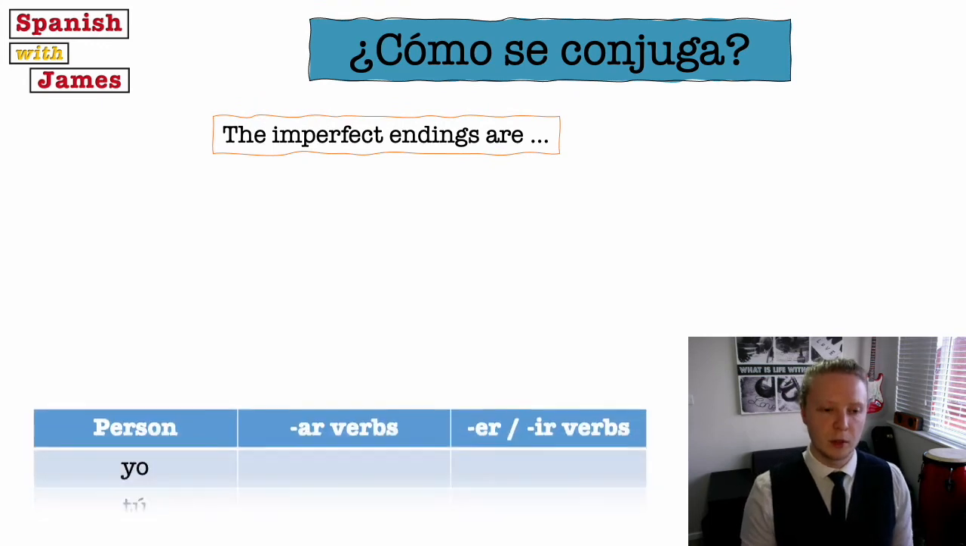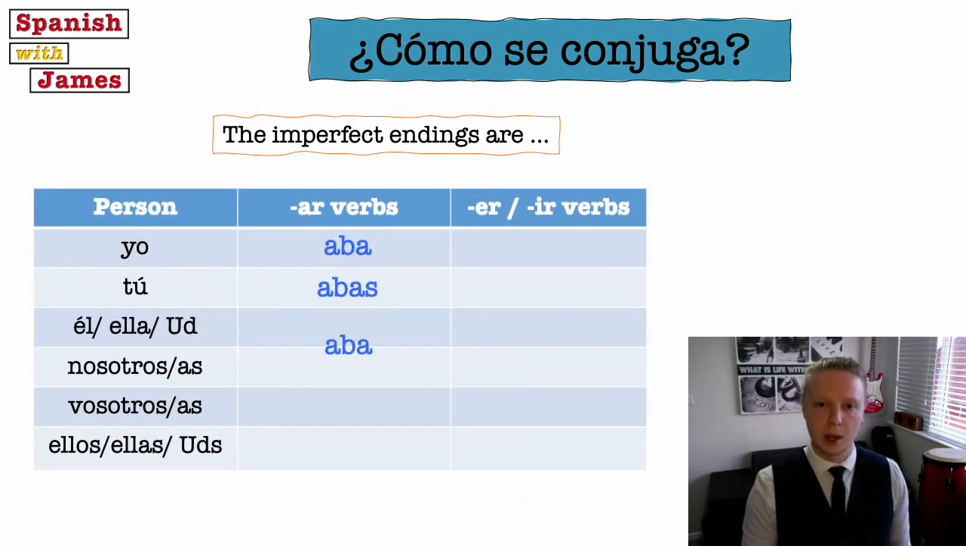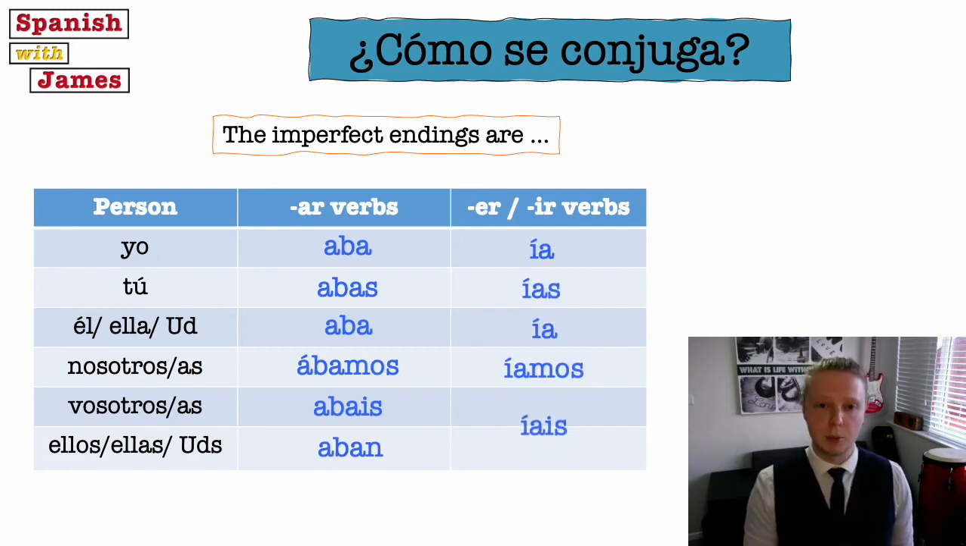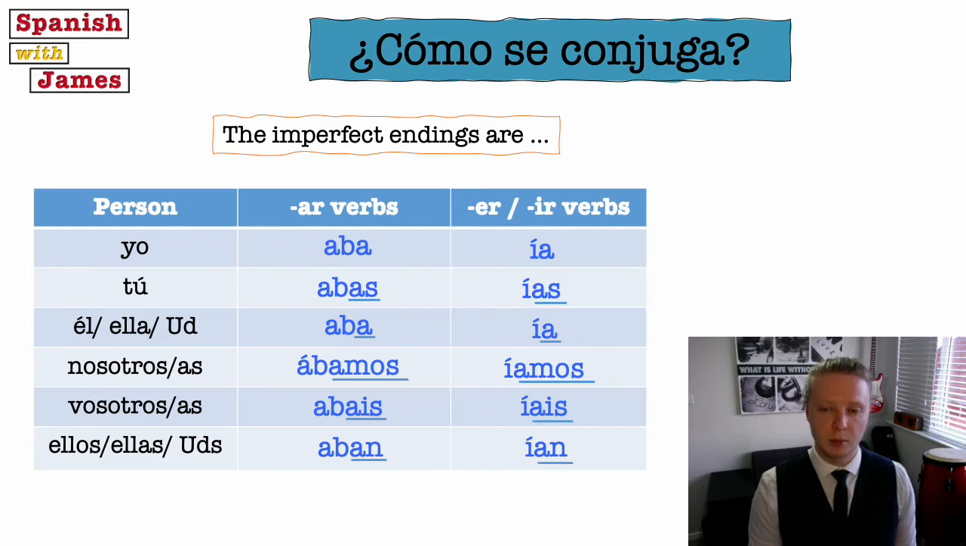Now let's take a closer look at those endings. We've got aba, abas, aba, abamos, abais, aban, ia, ias, ia, iamos, iais, ian. And if we take a closer look at them, we can see something very familiar, hopefully. So we can see that 5 of those 6 endings are just like the present tense endings, just we've got ab or we've got an I accent in front of it. Because the present tense AR endings are o, as, a, amos, ais, an. So you've already got those, hopefully, if you've learned the present tense really well. If you feel like that's a bit rusty, you can always watch the present tense video on my channel.